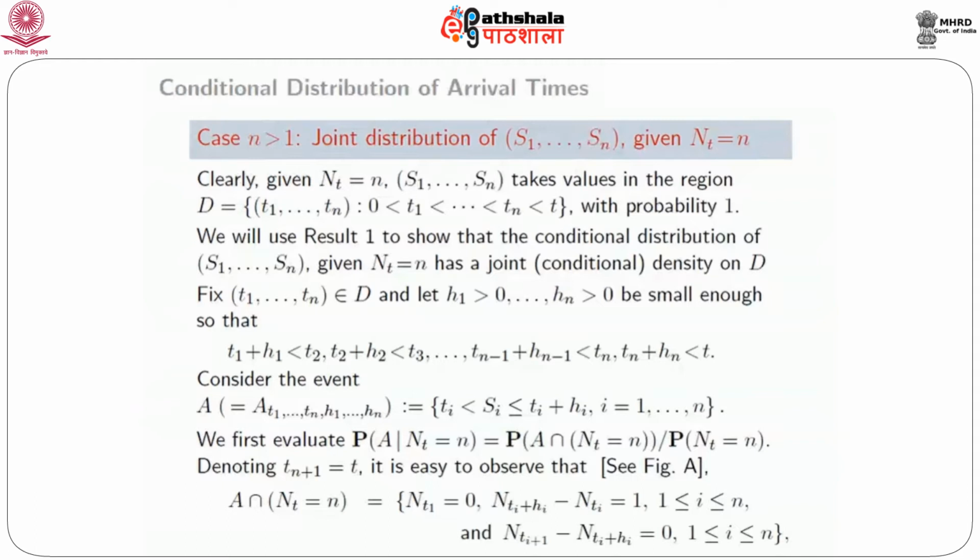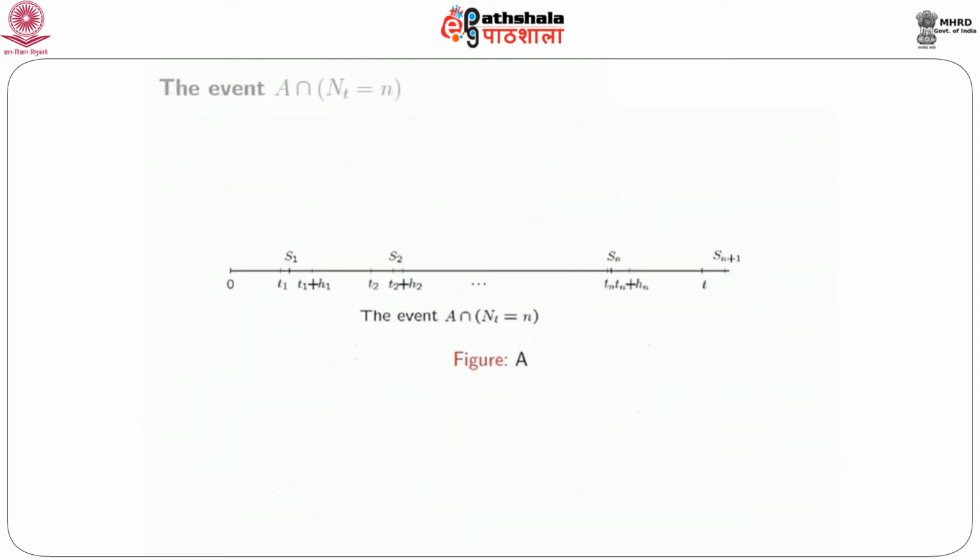Now for the sake of notation, we denote Tn plus 1 equal to T. Let's see figure A. From this figure you can easily see that the event A intersection Nt equal to n simply says that Nt1 equal to 0, and then Nti plus hi minus Nti equal to 1, because S1 lies between T1 and T1 plus H1. Similarly, N of T2 plus H2 minus Nt2 is equal to 1, etc., and Nti plus 1 minus N of ti plus hi equal to 0. So convince yourself that the event A intersection Nt equal to n is exactly this.